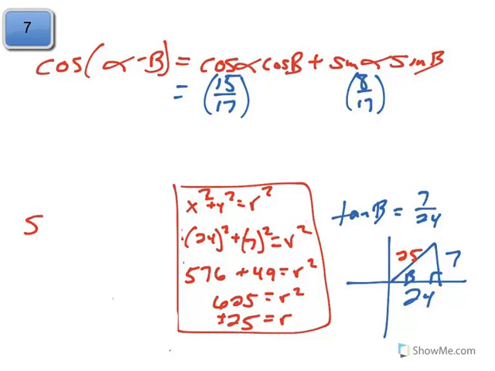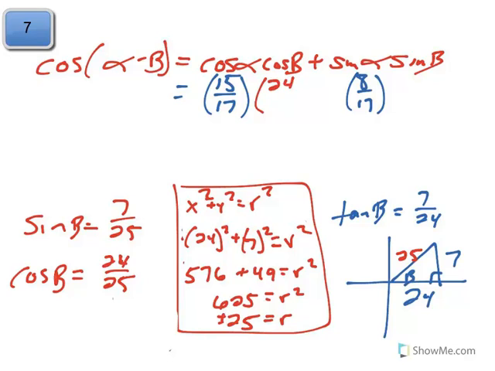From this, we can get that sine of beta and cosine of beta. Sine is y over r. Cosine is x over r. So we can replace in our equation cosine of beta with 24/25. We can replace sine of beta with 7/25.